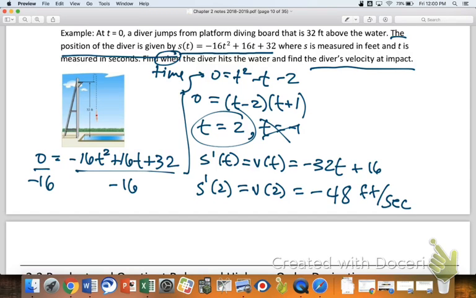Okay, a little bit of calculus there. Obviously, you had to do the derivative to the position function in order to get the velocity function. Make sense? Okay, fantastic. Are there any questions at all?